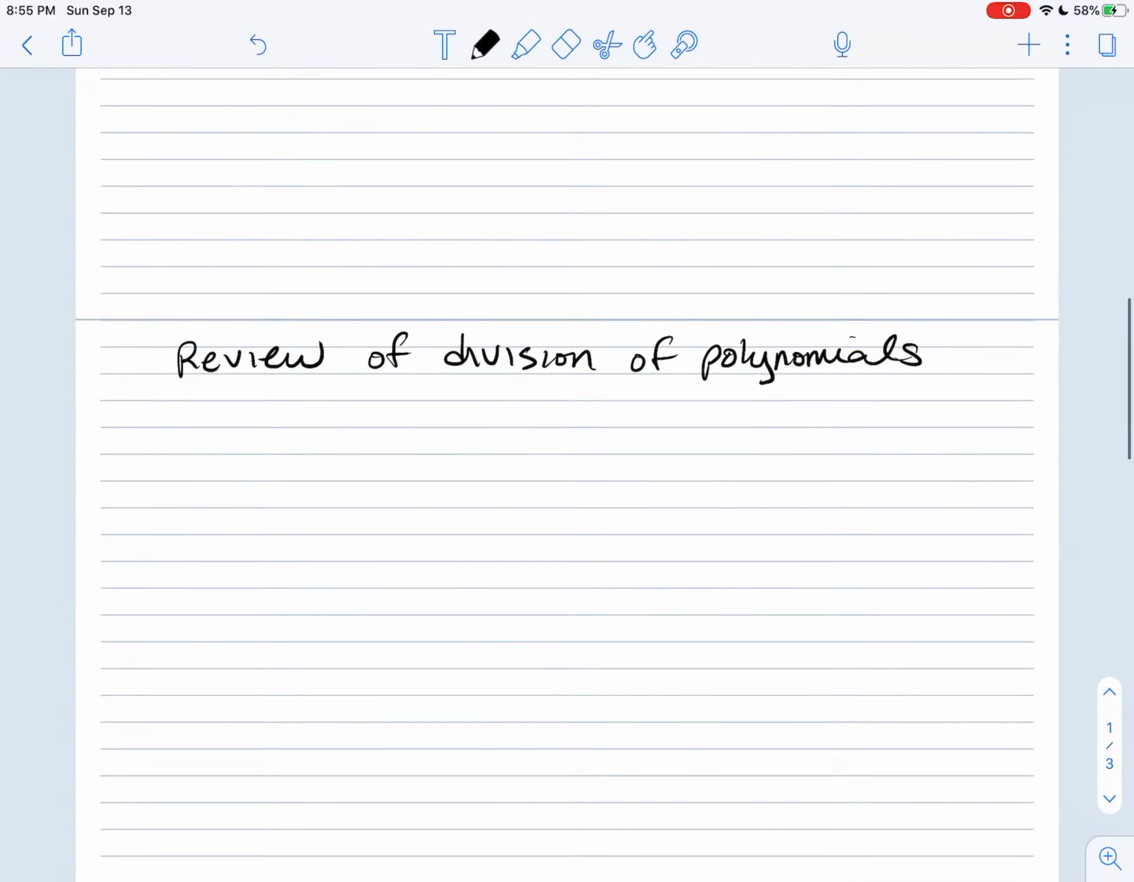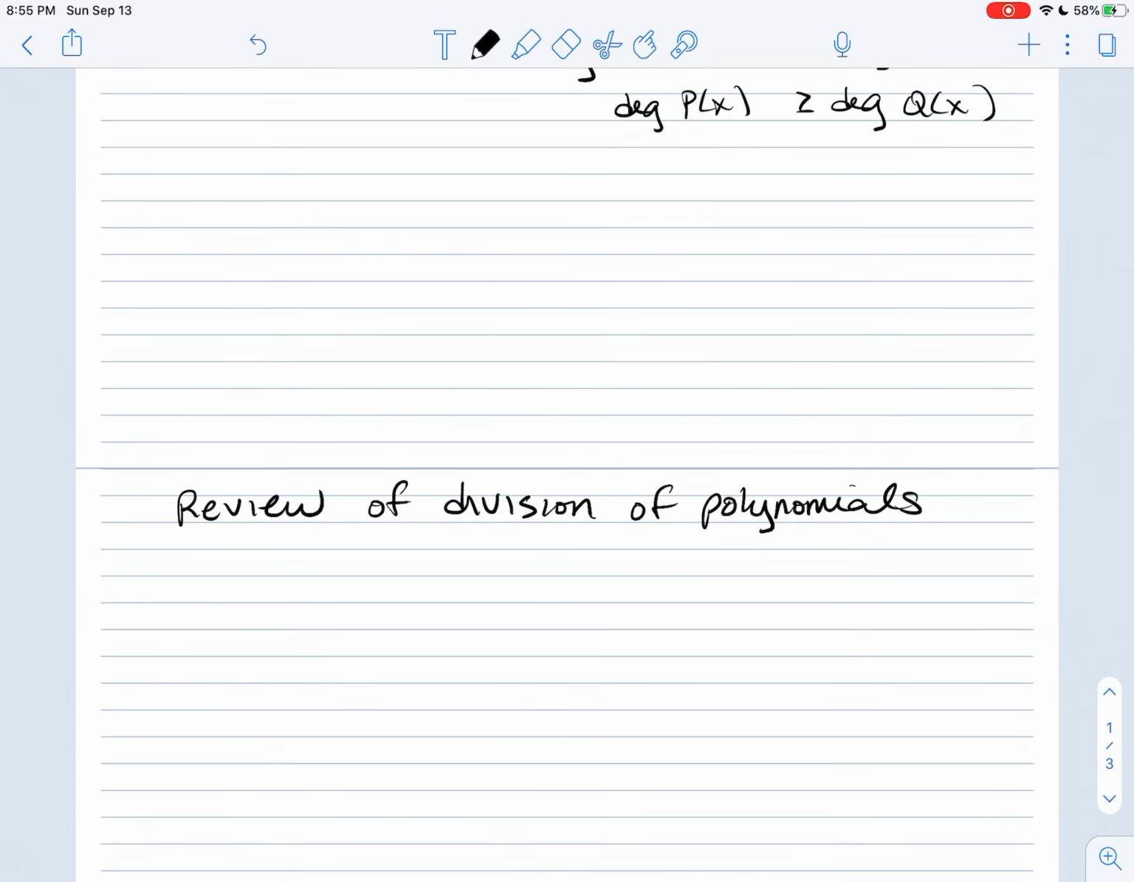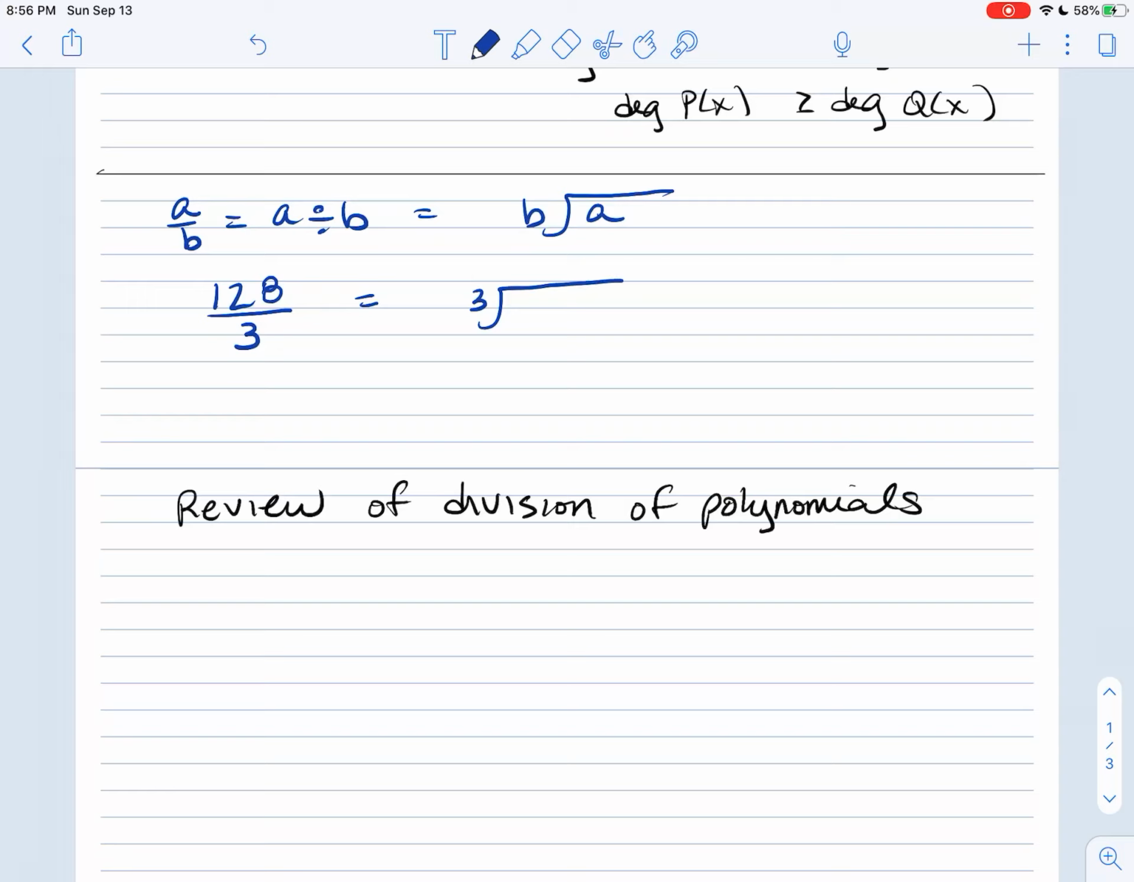And I usually go by way of reminding people, how do we divide fractions? Or how do we divide numbers? So if I had a over b, that's going to equal a divided by b, and that's going to be b going into a. So if I had something like 128 divided by 3, this is going to be 3 goes into 128.